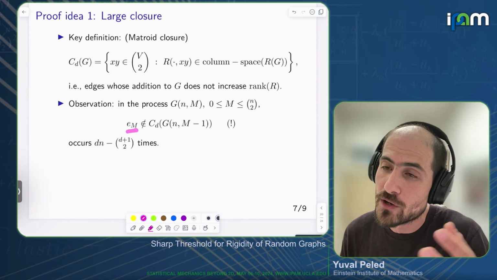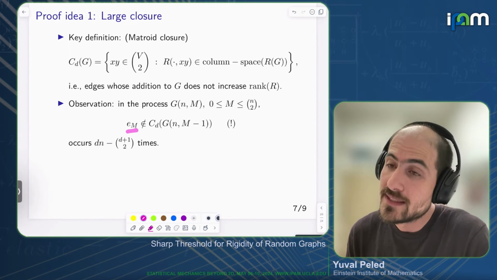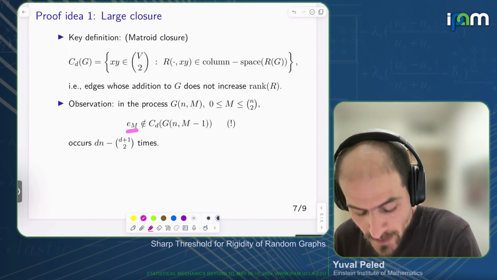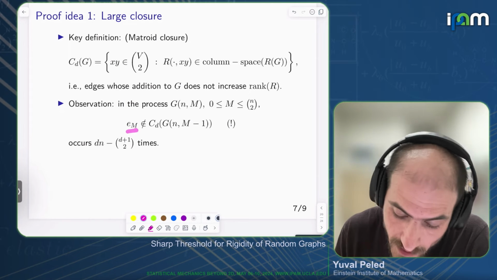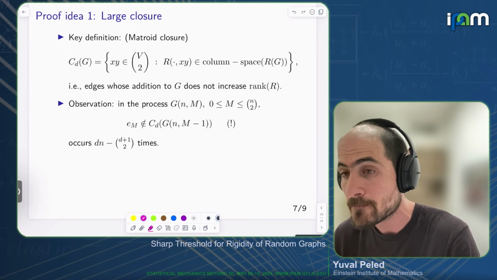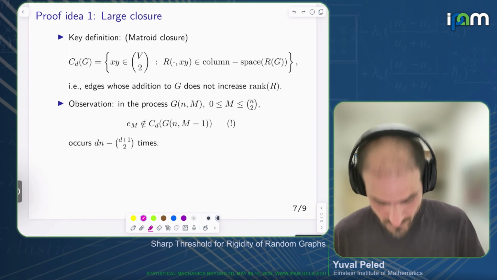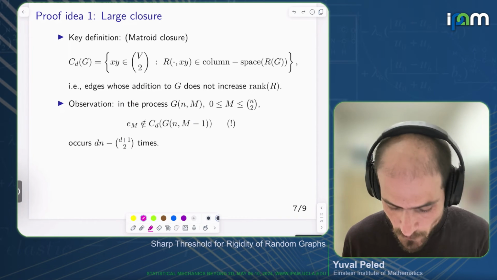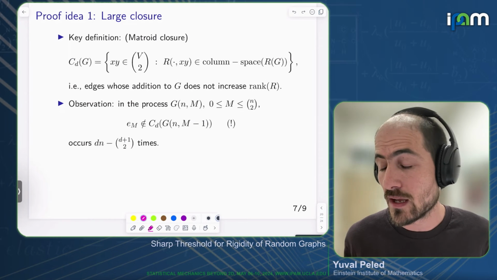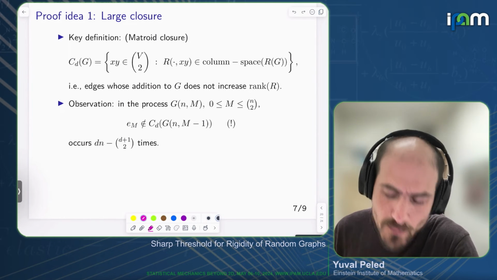This can only occur, or it will occur exactly, but at any point at most, (dn minus d plus 1 choose 2) times. And the reason is, of course, very simple. Every time this happens, the rank increases by 1, and the maximal rank is dn minus (d plus 1 choose 2). So this cannot occur more than this number of times.